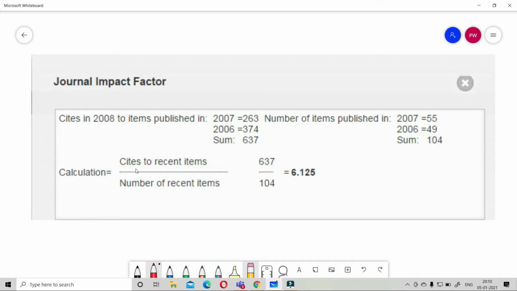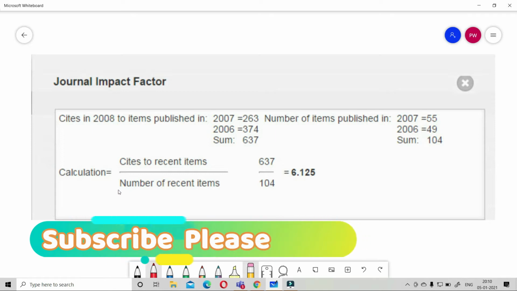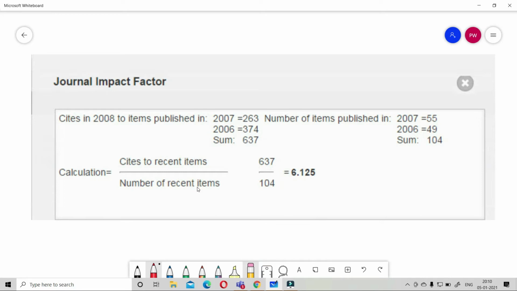Now the calculation says the citations divided by the number of published articles in 2 years. So what are the various ways to increase the impact factor for a particular journal? It may be done by changing the number of recent items. Let us suppose your journal has published 10 or 20 articles in an issue, and if you reduce the number of papers, then the denominator is decreased. If the denominator is decreased, then even if the citations are not so many for your journal, you can obviously increase the impact factor of that particular journal.